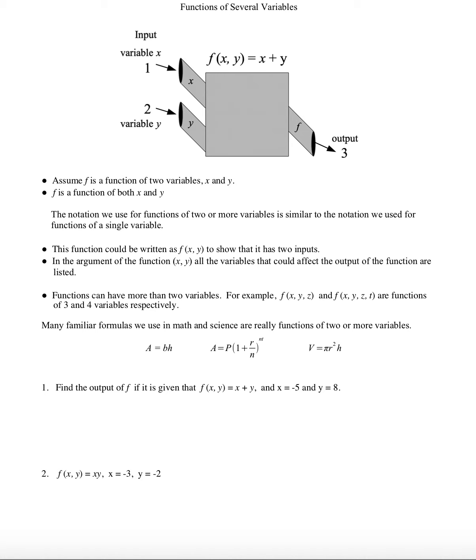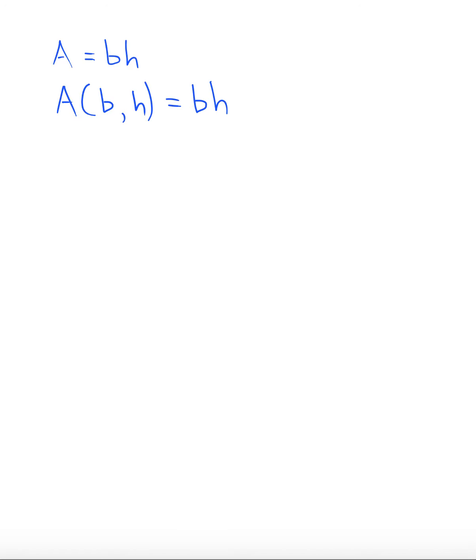Let's write each of these in function notation. So for the formula area equals base times height, if we were to rewrite it, showing the input variables, it would look like this. We just need parentheses next to the function, and we want to list all the variables that are inputs to that function. In this case, there's just 2 input variables.